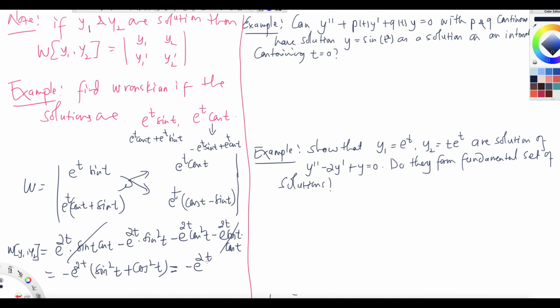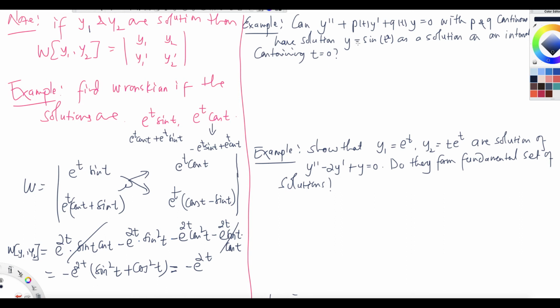Okay, now let us see another example. Can y double prime plus p(t) times y prime plus q(t) times y equals 0, with p and q continuous, have y equals sine t square as a solution on an interval containing 0 or not? That's what it is asking. So what we need to do is plug this in here and test if we get the left side and right side equal or not.